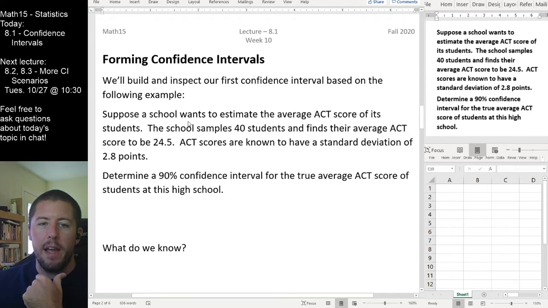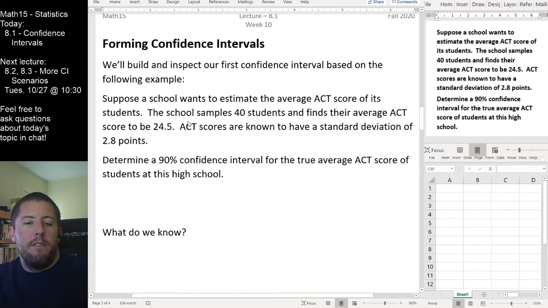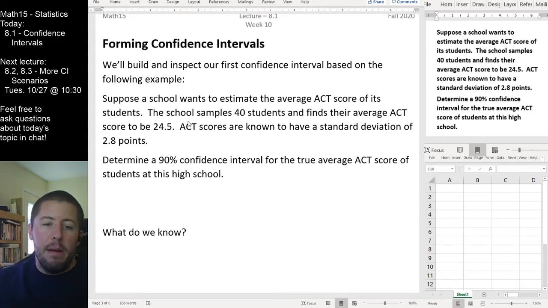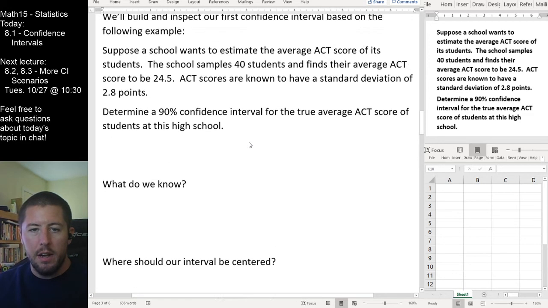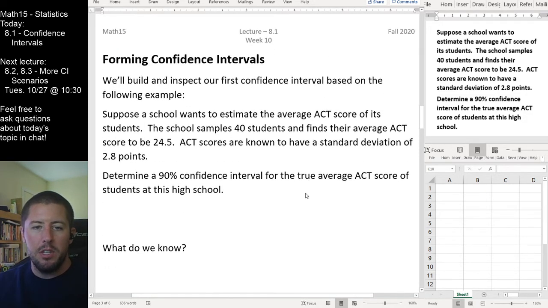All right, so forming confidence intervals. We're going to build and inspect our first confidence interval based on an example about ACT scores here. And again, you should be able to see that up in our upper right-hand corner, you've got exactly the same information here. So when I scroll away from this, we can still see what we're interested in over here. And we're certainly going to be using Excel, just as we've been doing, to form some computations here.